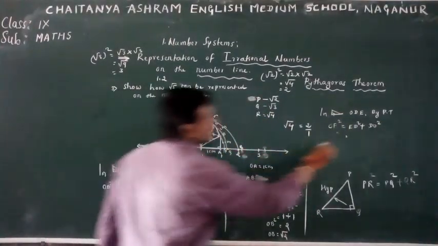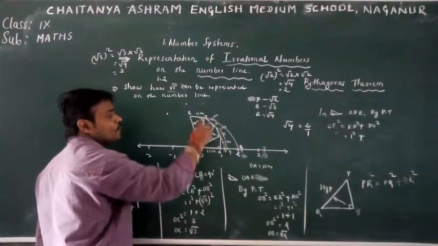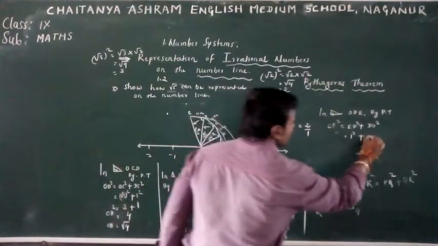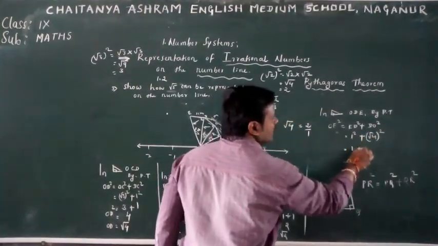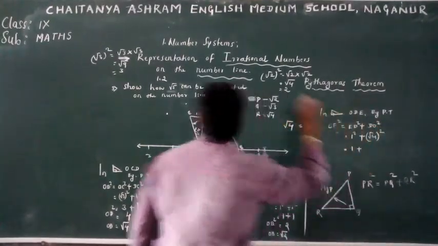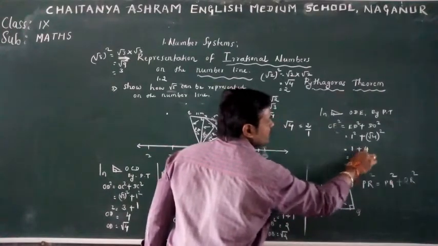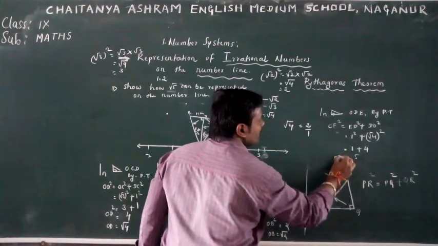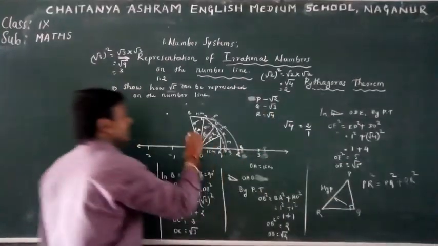1 centimeter. Plus DO is how much? That is root 4. This is root 4 whole square. 1 square is 1, root 4 square is done the same way. You will get 4. 1 plus 4 is 5. OE square is 5. OE is root 5. So what is its length?